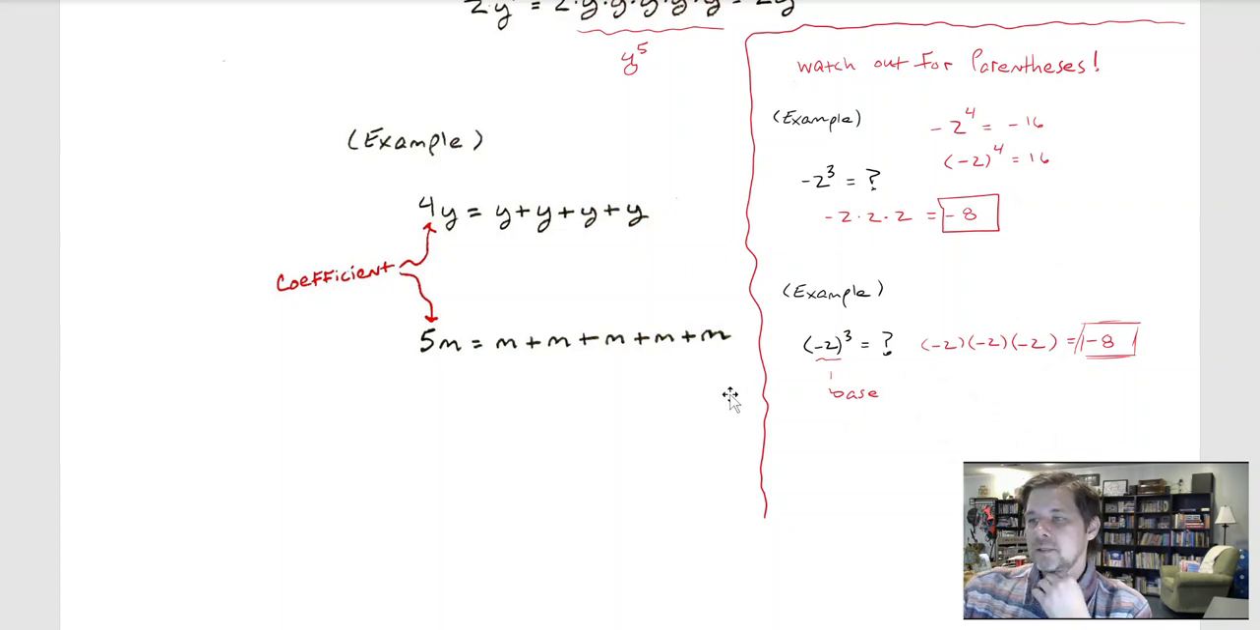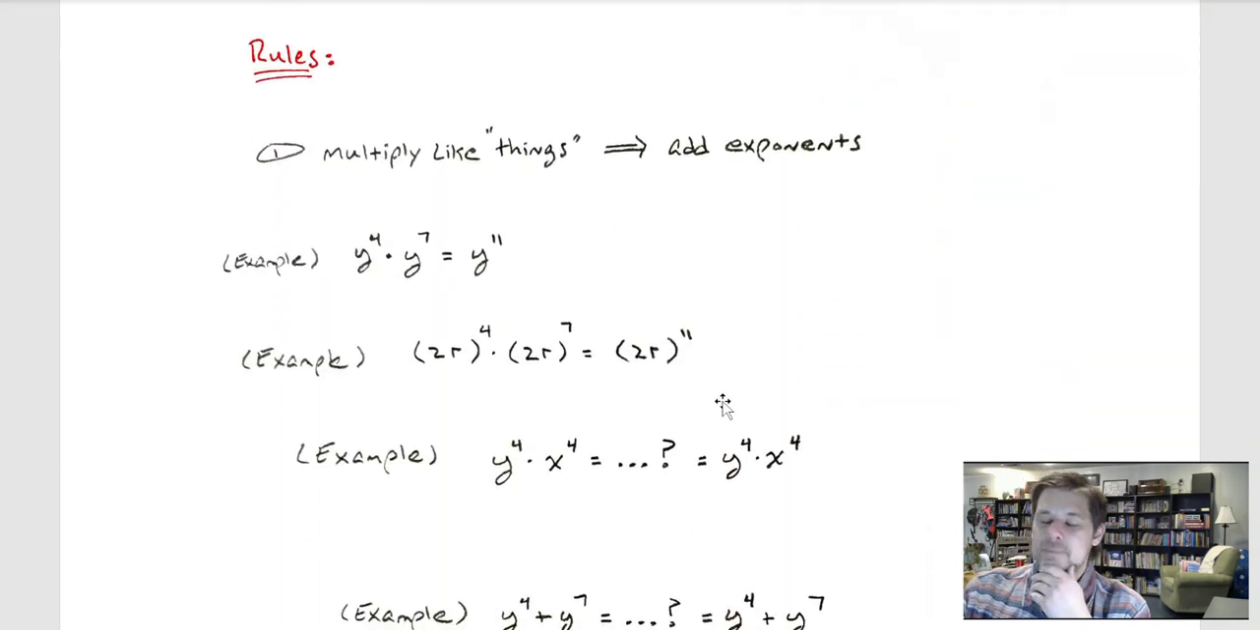Okay. So let's go on to the next thing. There are lots of rules that apply to exponents.